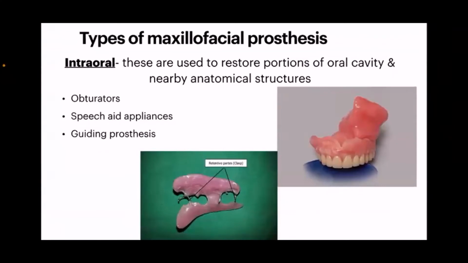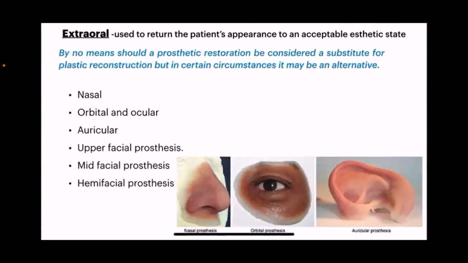Now, types of the maxillofacial prosthesis. Broadly, it is classified into two parts, intraoral and extraoral prosthesis. Intraoral prostheses are used to restore the portions of the oral cavity and the nearby anatomical structures. They comprise obturators, speech aid appliances, and guiding prostheses. Extraoral prostheses are used to return the patient's appearance to an acceptable aesthetic state. They comprise nasal, orbital, ocular, and facial prostheses. By no means should a prosthetic restoration be considered a substitute for plastic reconstruction, but in certain circumstances, it may be an alternative.